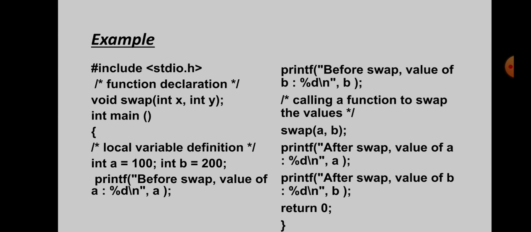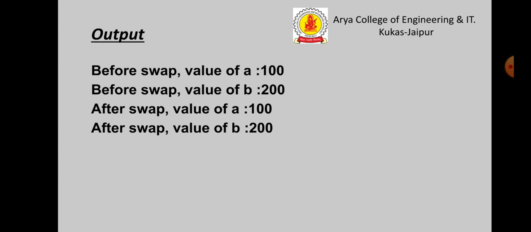and then after executing the swap function, the control comes back to the main function, then prints the values of a and b. Here is the output. Before swap, a is equal to 100, b is equal to 200, and after swap, a is equal to 100 and b is equal to 200.